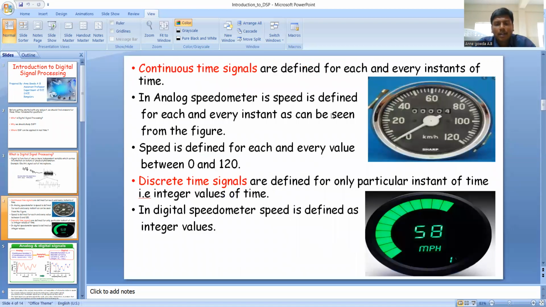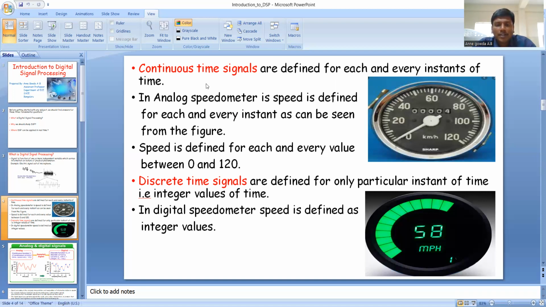We'll move on. First, we'll understand the basic classification of signals. That is a continuous time signal and a discrete time signal. So what is meant by a continuous time signal? A continuous time signal is a signal where amplitude is defined for each and every instant of time. One typical example I have shown here is an analog speedometer, where the speed varies between 0 to 120. So here speed can be defined for each and every instant between 0 to 120. That is, it may be an integer value, a decimal value, a rational value, or an irrational value.